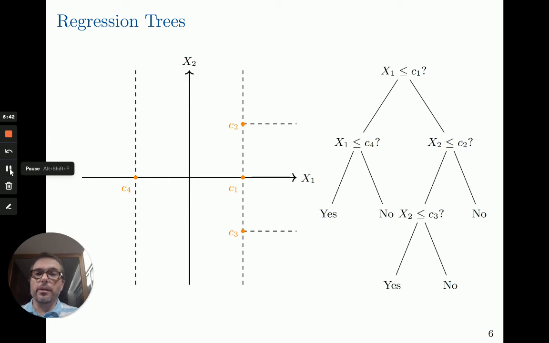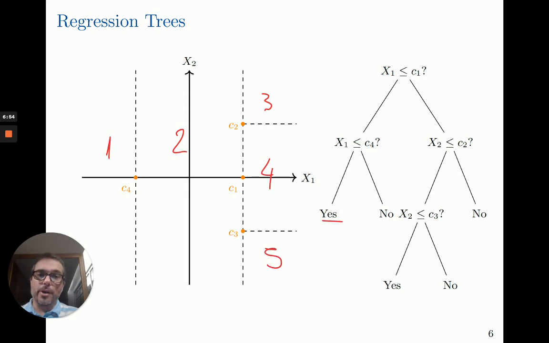So what do we have here? We have one region here, a second region here, a third region here, a fourth region here, a fifth region here. So you have 1, 2, 3, 4, 5 different regions. Okay?